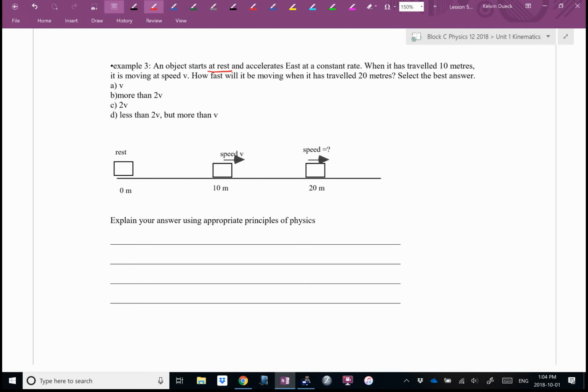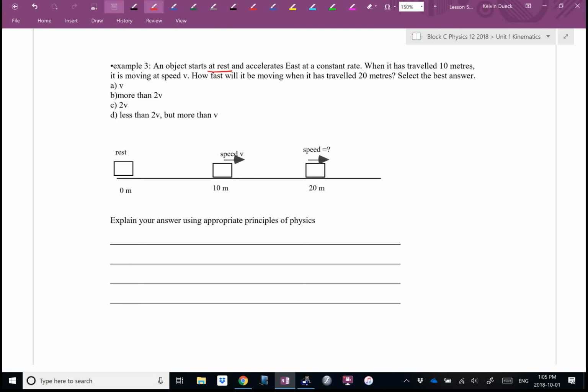How fast will it be moving when it's traveled 20 meters? Here are your options. A, v. B, more than 2v. C, exactly 2v. D, less than 2v but more than v. Question, Hannah? Sure? You with me? Good.